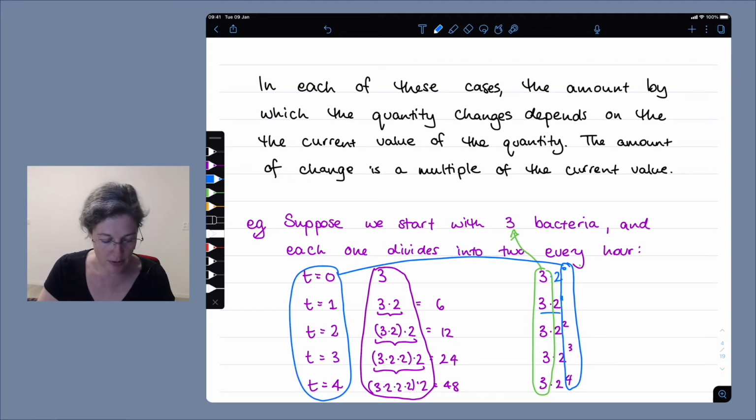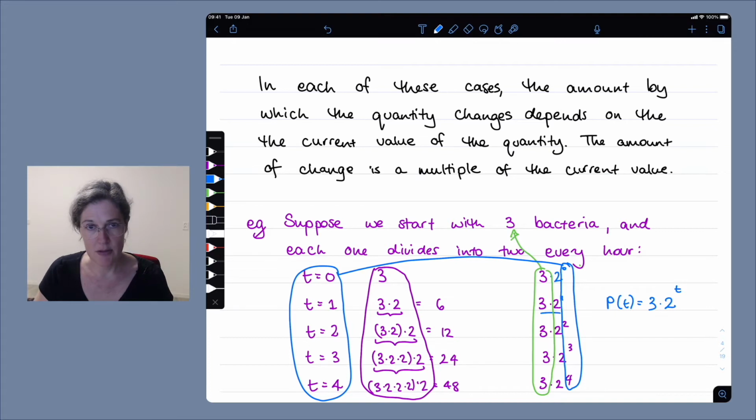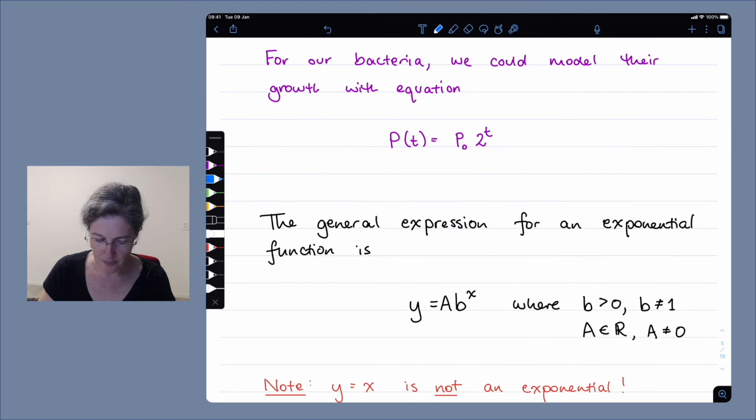So if we wanted to put this as a model, we would say the number of bacteria that we have at a particular time is going to be the number we started off with times 2 raised to the power of whatever our time is. And this is our first exponential model. If we wanted to generalize that a little bit more, so we didn't want to say that we're always starting with 3, we could use p subscript 0, meaning the population at time 0, as our constant, times 2 raised to the t.